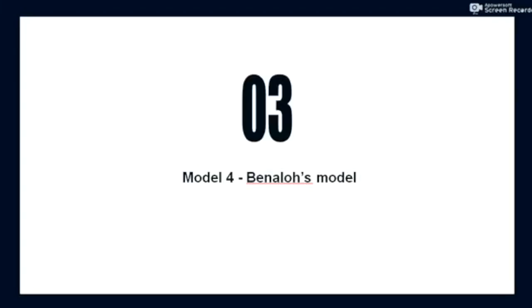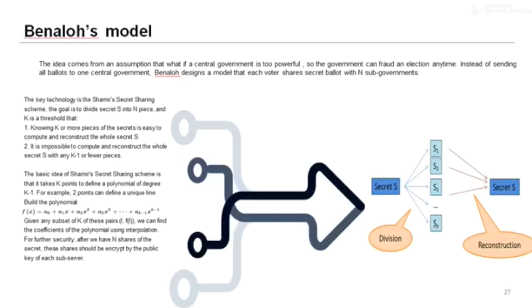Then the balance model. The balance model assumes a powerful government can threaten the election anytime. So instead of sending all the votes to one central government, the voter should share their vote with any sub-government. And the key technology is Shamir's secret sharing scheme.